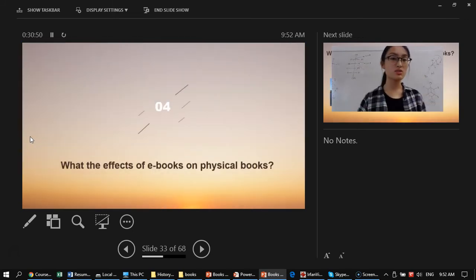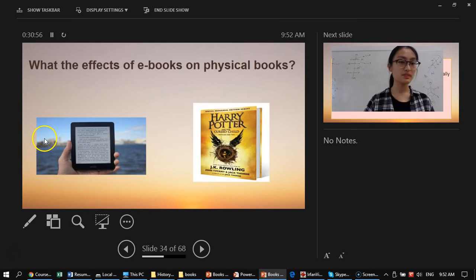And then let's go to the next part. What's the effect of ebooks on physical books?